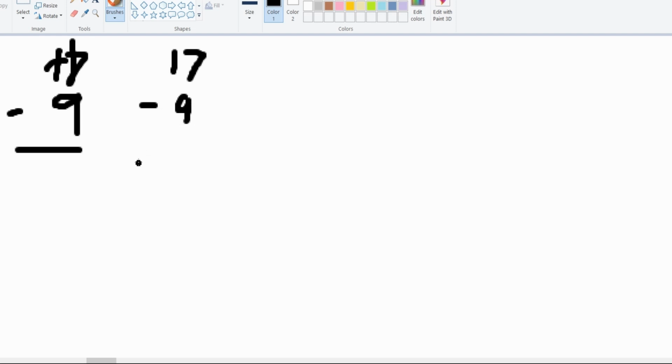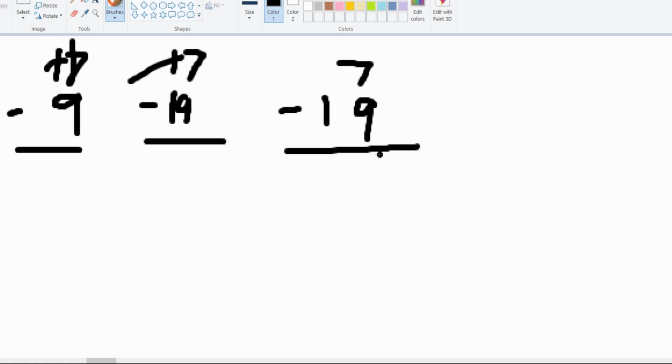Minus 9. So what we're going to want to do next is cross out that 1, move it in front of the 9. So now we have 7 minus 19. And it gets easier from here, because all you've got to do is cross out this 1, move it in front of the 7. Now instead of having 7 minus 19, we have 17 minus 9.